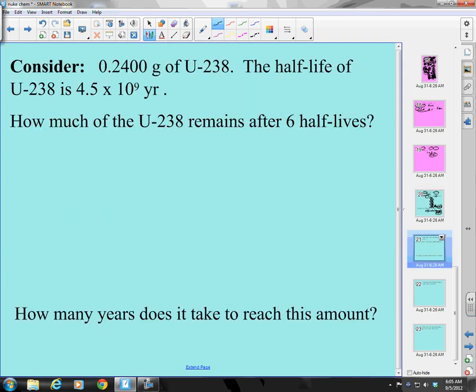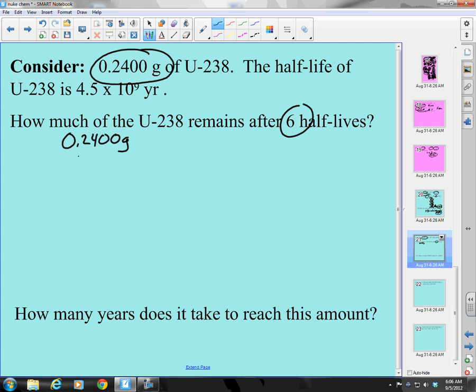You guys try this one. Put me on pause, and when you have the answer, unpause me. Well, did you have any problems with this? I hope not. Just go ahead and don't try to do anything complicated. Make it simple, right? We start off with 0.2400 grams. I have 6 half-lives.